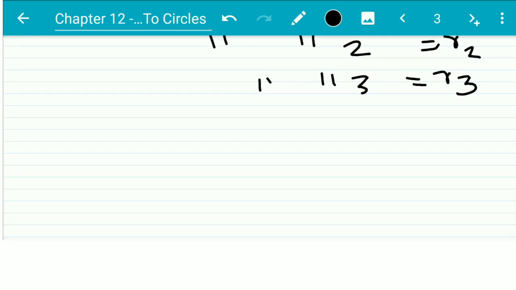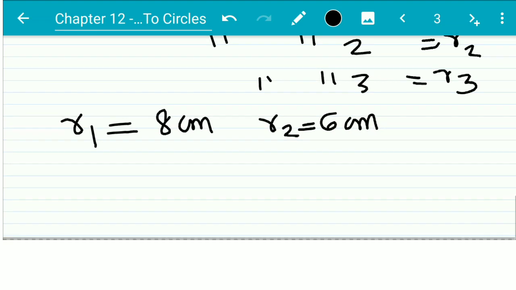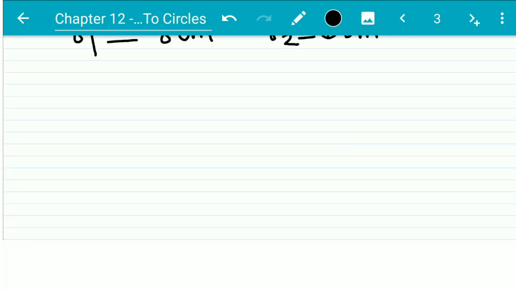After that, you write the values of r1 and r2. As per the question, r1 is what? 8 centimeter. r2 is 6 centimeters. After this, write the areas of 3 circles. Earlier we have written the circumference of 3 circles. Now we will write the area of 3 circles.